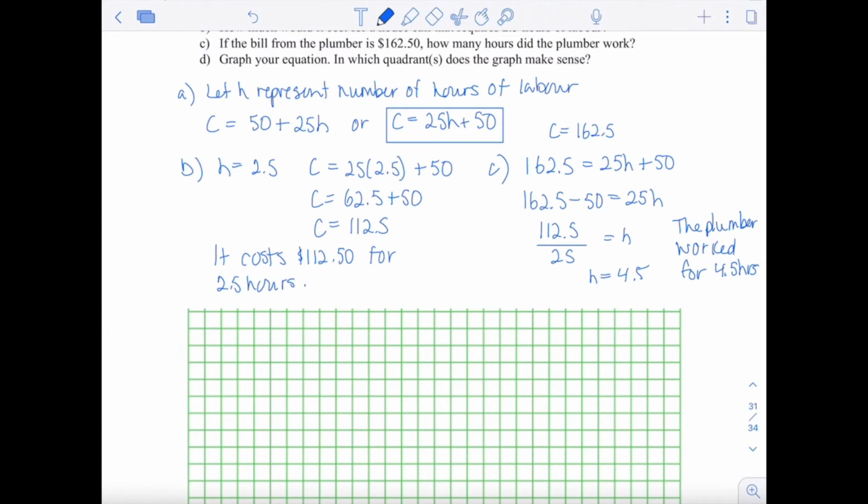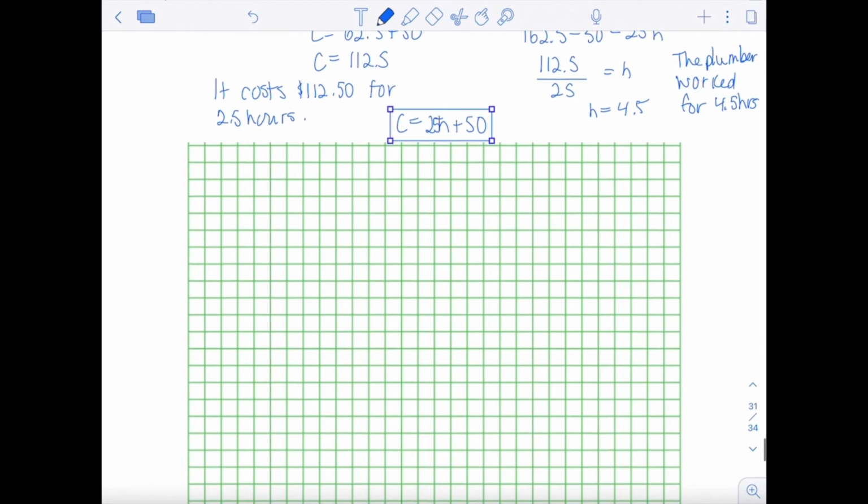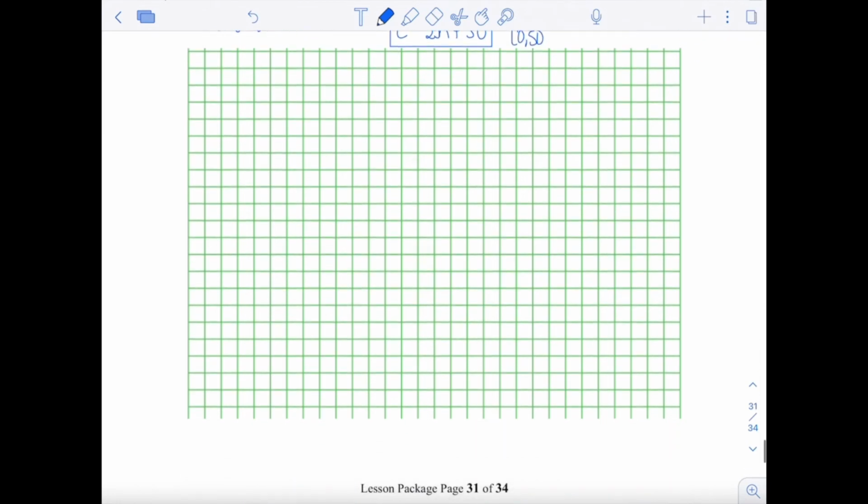Okay, so in the last one, I want us to graph our equation, and this is the first time where the axes are not given to you. So you have to actually label them. So if I know that C equals 25H plus 50, I know my numbers have to be kind of big. So my y-intercept is (0, 50), so let's put it here.